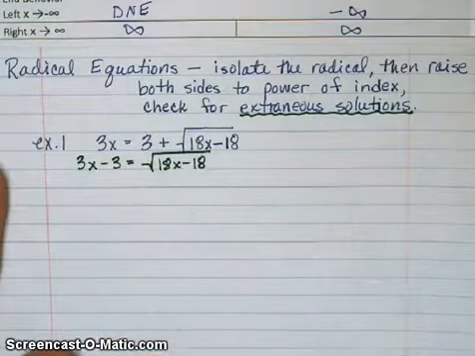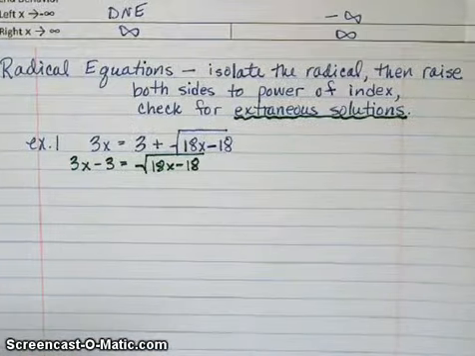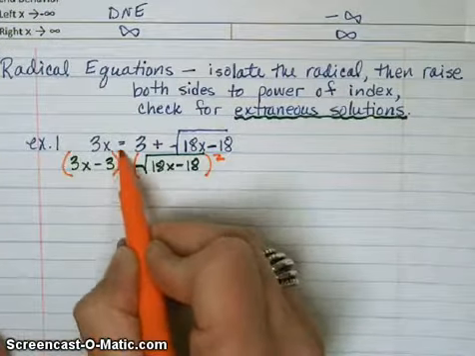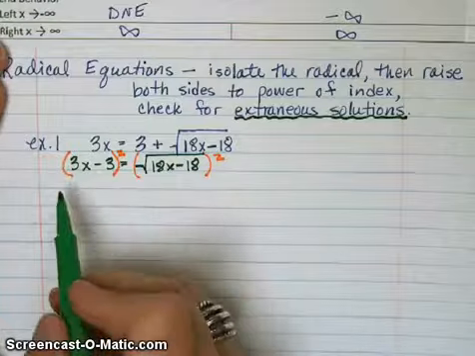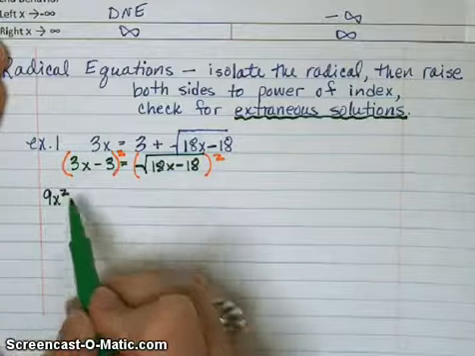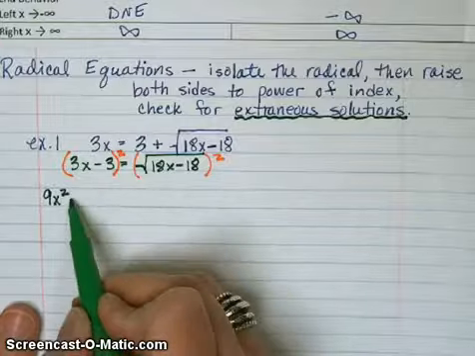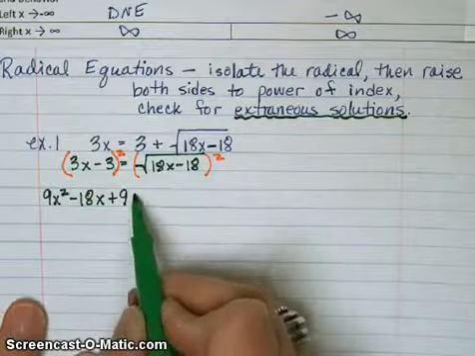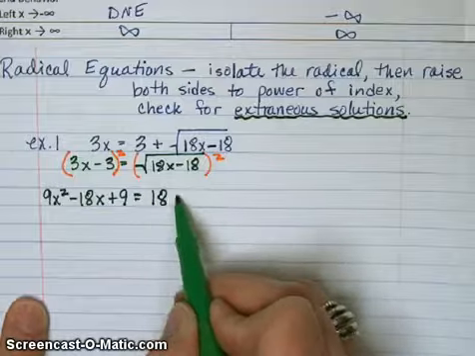And now I'm going to remove that radical. I do that by, it's a square root, so I'm going to square both sides. When I square both sides, you need to remember that this is 3x minus 3 times 3x minus 3. So the first one will be 9x squared, and then you're going to have negative 9 and a negative 9, which will give you a negative 18x. The last term will be a positive 9, equals, and when you take the square of a square root, you're left with the value that was inside.